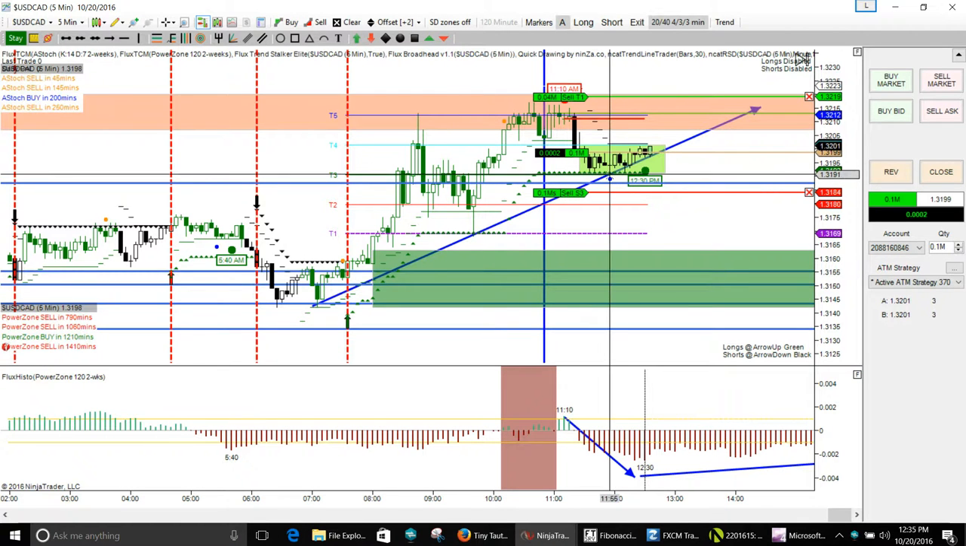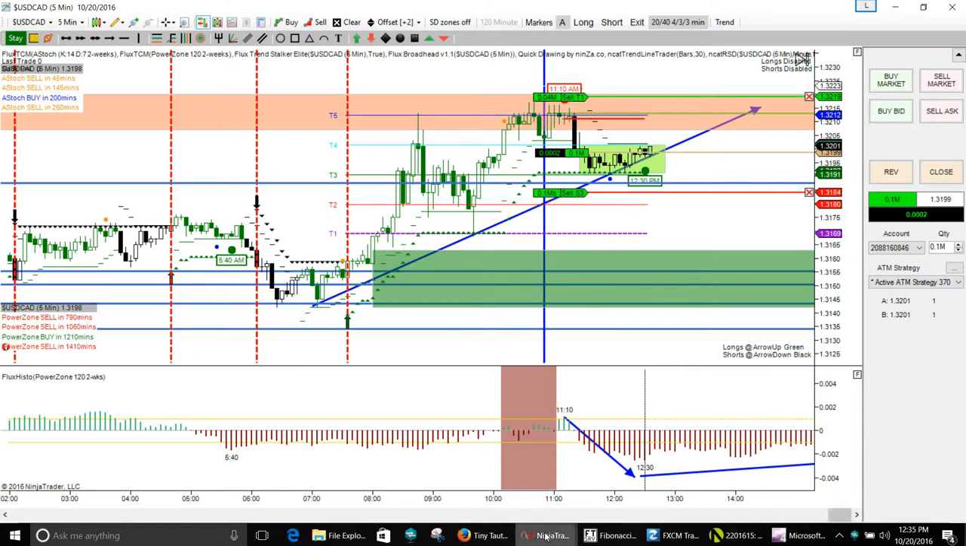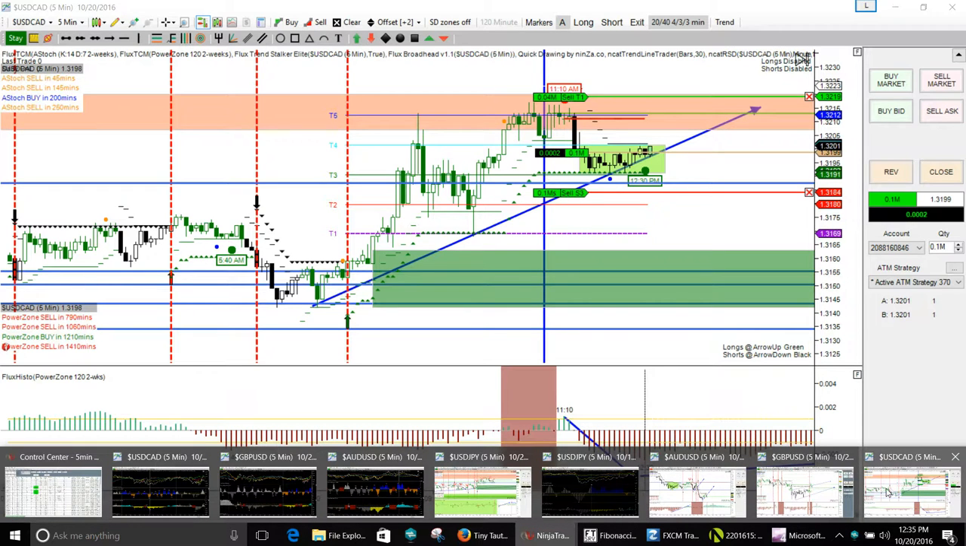Look at these little tweezer bottoms here. One there and one there. And let's look at the big power zone. I have to shut off my auto trader, so I'm going to switch over to workspaces shortly. Really don't want to take any more trades after 12 o'clock.